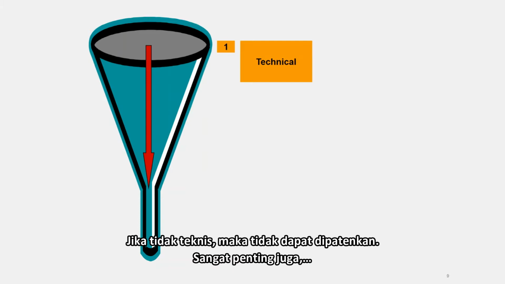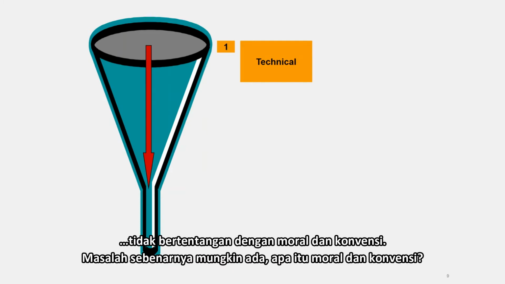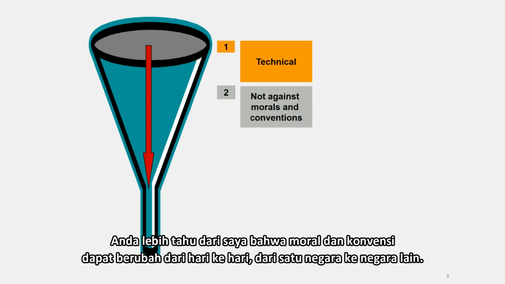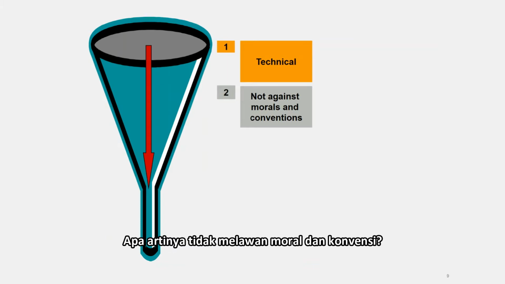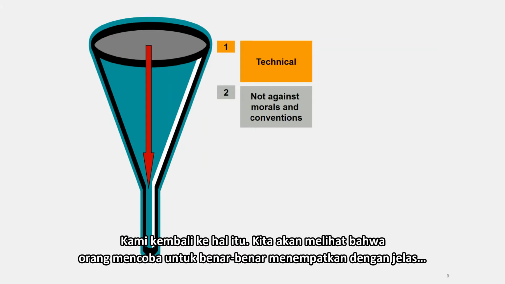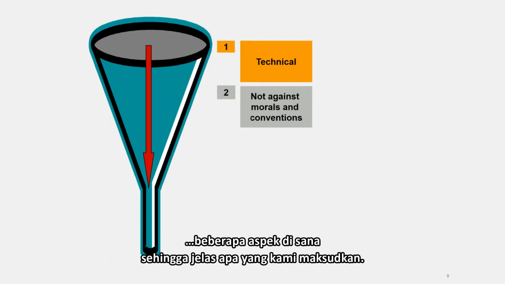Then, very important also, it shall not be against morals and conventions. A problem there might be actually what are morals and conventions. You know better than me that morals and conventions can change from day to day, from country to country. So what does it mean, not being against morals and conventions? We are coming back to that. We will see that people tried actually to clearly put some aspects there so that it's clear what we mean by that.